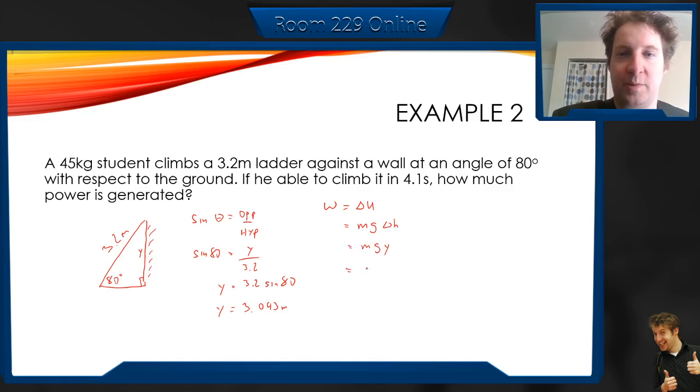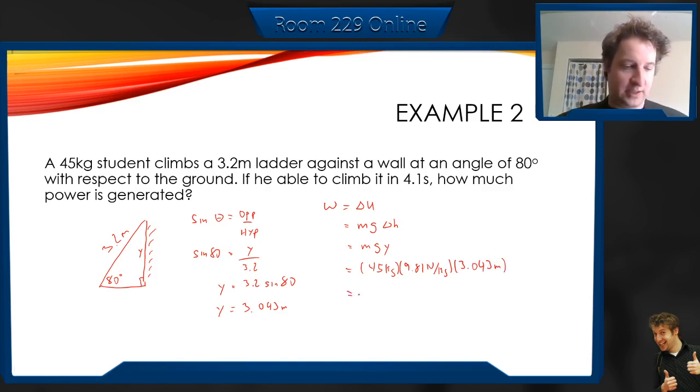And we end up with, what are we going to multiply here? 45 kilograms multiplied by 9.81 newtons per kilogram, and his height from the previous part of our question here, 3.043 meters. That works out to an answer of 1,344. This is work, so it's going to be measured in, remember the unit? It's work, energy, joules.